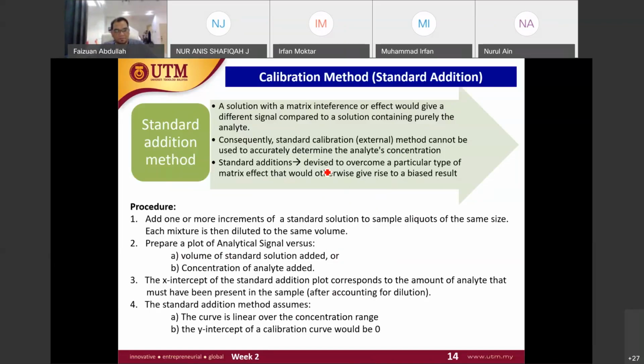And then we prepare the standard calibration solution using the sample that we have divided, with the same volume. Okay, and then we prepare the plot of analytical signal versus volume of standard solution added or concentration of the analyte added. The x-intercept of the standard addition plot corresponds to the amount of analyte that must have been present in the sample.